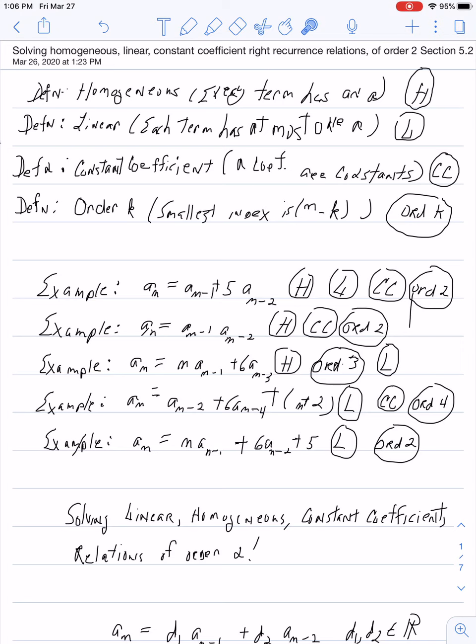My next example is a sub n is n times a sub n minus 1 plus 6 times a sub n minus 3. If I look at that, it's homogeneous. Why? Each term has an A in it. It's linear. Why? Each term, this one and this one, has at most one A in it. It's of order 3 because that index is n minus 3. That's the smallest one in the recurrence relation. Notice it is not constant coefficient. Why? Because the coefficient of this term here is n, and n is not a number. It changes.